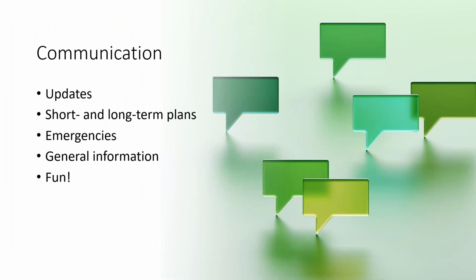So communication is important for community members. They don't have many options for utility service, so keeping the communication lines open is important to build trust and rapport. Communication with your community can include updates about what's happening with your utility, short and long-term goals and projects, emergency incidents, both maybe some that have happened or some that your utility is preparing for.